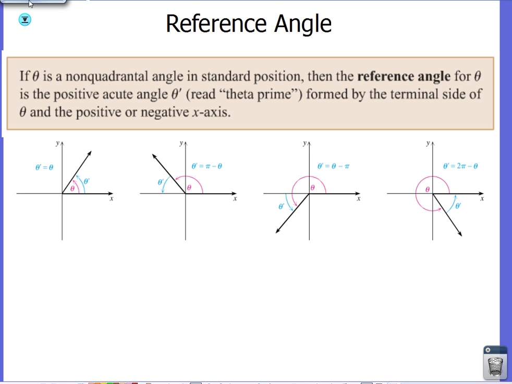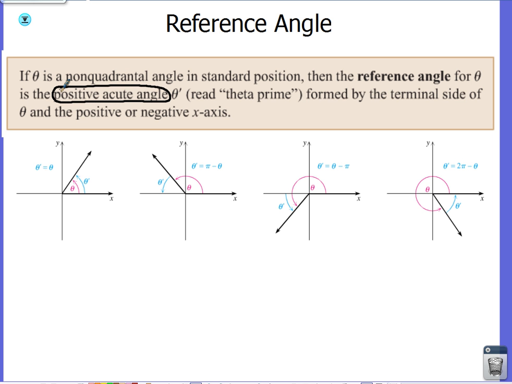Reading the definition of reference angle, this might not make sense, but if theta is a non-quadrantal angle in standard position, and what we mean by non-quadrantal is it's not like a 90-degree angle. It's not a 180. It's not a 270. It's in a quadrant. If theta is in the first, second, or third quadrant in standard position, then the reference angle for theta is the positive acute angle. That is one thing you need to know.